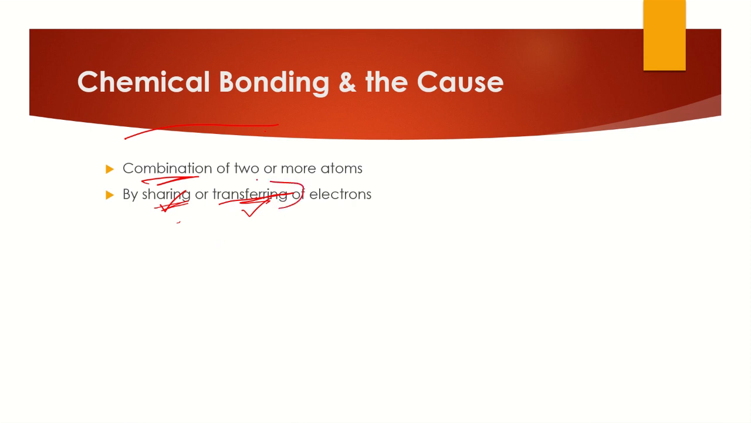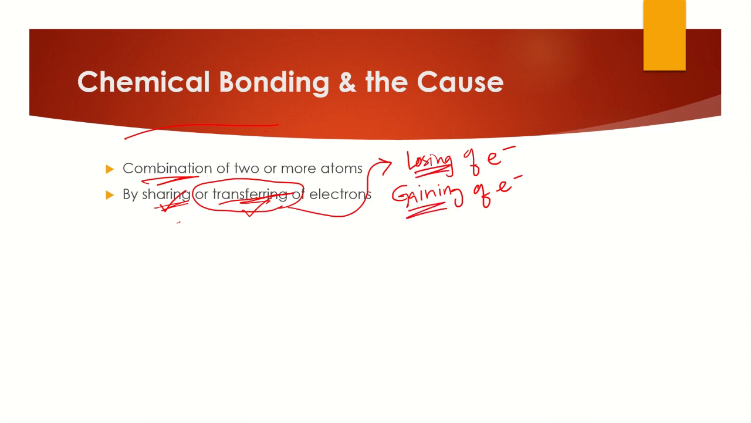Now when we say transferring of electrons, we need to keep in mind that there is losing of electron and gaining of electron. So whenever you hear the word transfer of electron, just remember that it means losing and gaining of electrons.